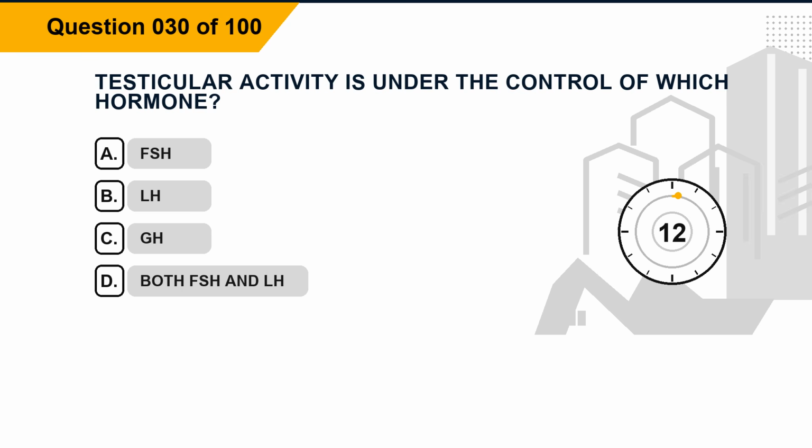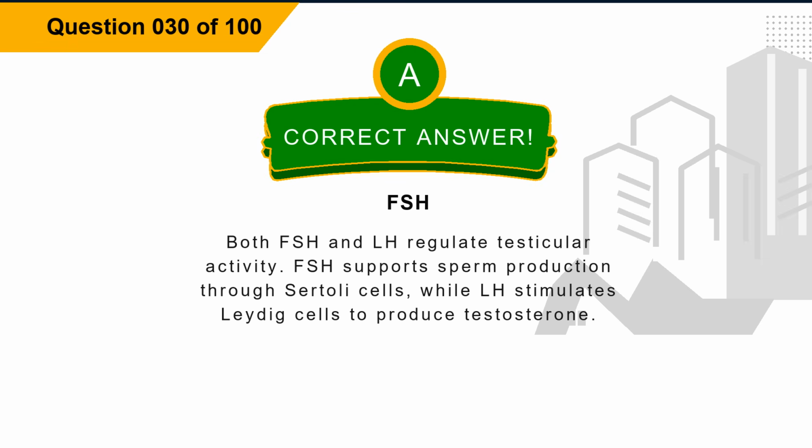Question 30. Testicular activity is under the control of which hormone? Option A, FSH. Option B, LH. Option C, GH. Option D, both FSH and LH. The correct answer is option A, FSH.